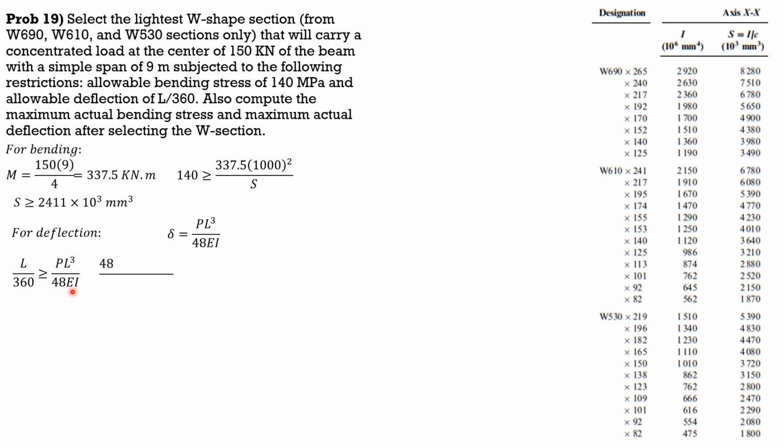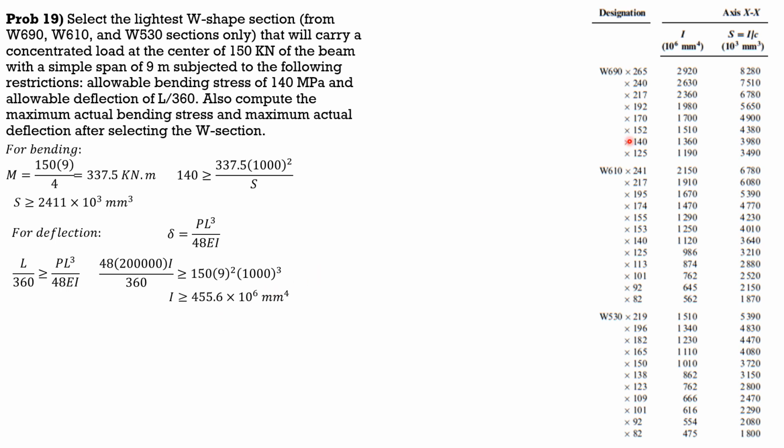So 48 times E, 200,000 megapascals, I in mm to the fourth, over 360 should be greater than 150 L squared, because we cancel L. Then kilonewton meter squared is kilonewton meter squared. To convert that to Newton mm squared, we multiply by 1000 cubed to be consistent with the left, so that I is in mm to the fourth. So the required moment of inertia should be greater than or equal to 455.6 times 10 to the 6 mm to the fourth.